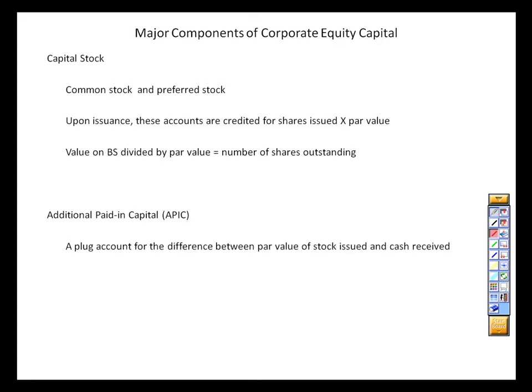This account acts as nothing more than a plug between the cash we received and the stock's par value. So, we're able to get our journal entry to balance by plugging the difference here. Each class of common stock or preferred stock may be given their own APIC accounts, but ultimately we need to recognize that the distinction between cash and APIC is completely arbitrary. That's it.